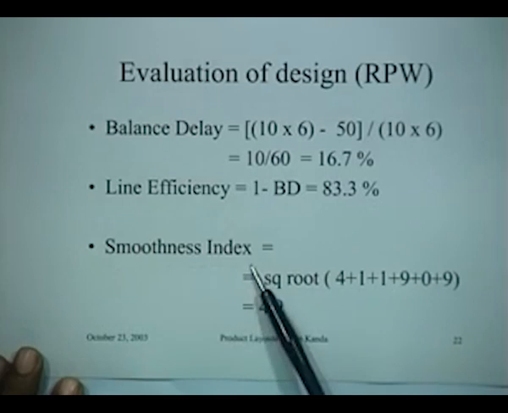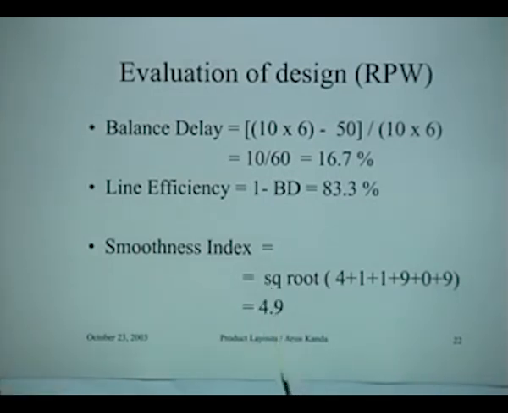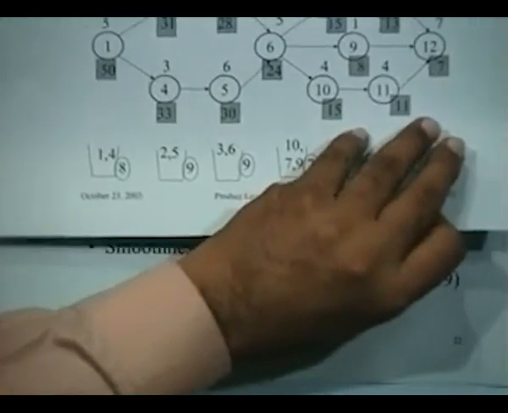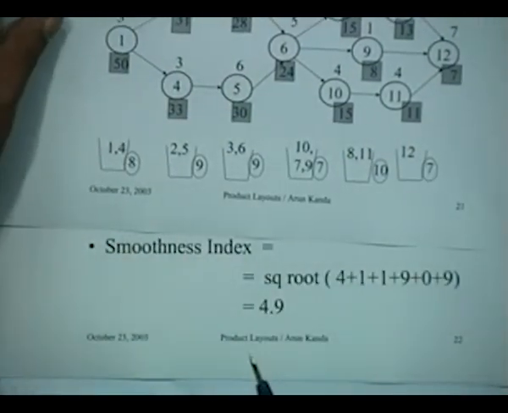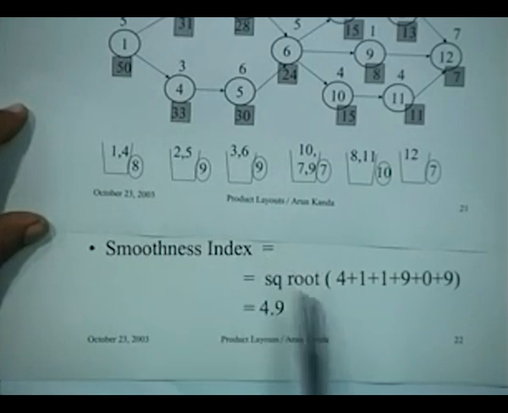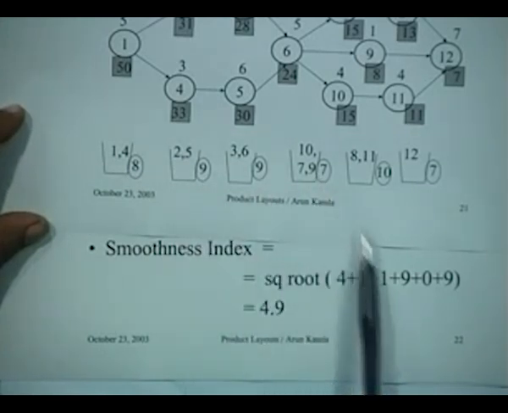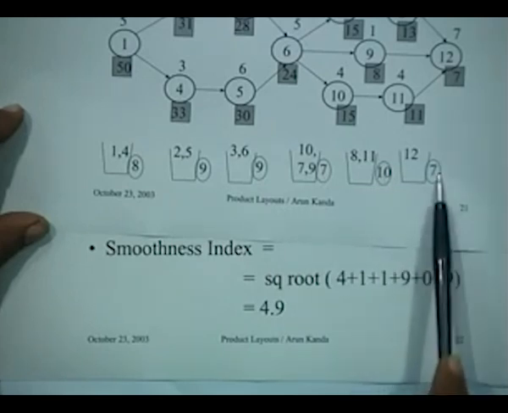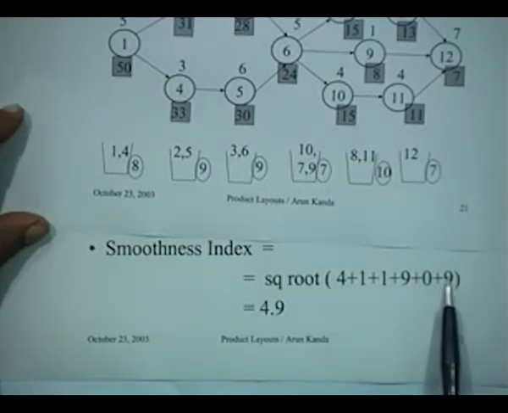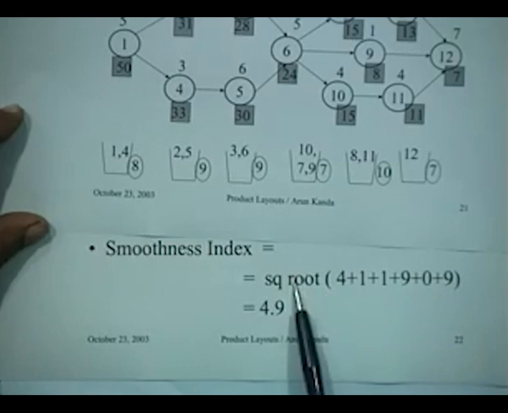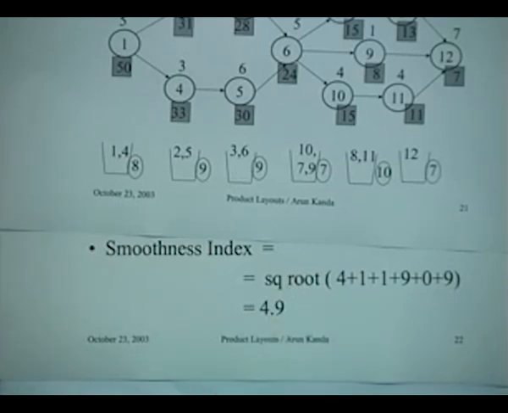However, if you look at the smoothness index, there is an improvement. For the smoothness index of this design, look at the idle times here: 2 square, which is 4, 1 square, which is 1, 1 square, which is 1, 3 square, which is 9, 0, and 3 square, which is 9. The square root of this is 4.9, which is an improvement on the earlier smoothness index. That means this is a slightly better balanced line as compared to the previous one.